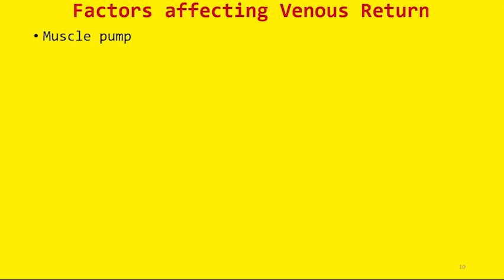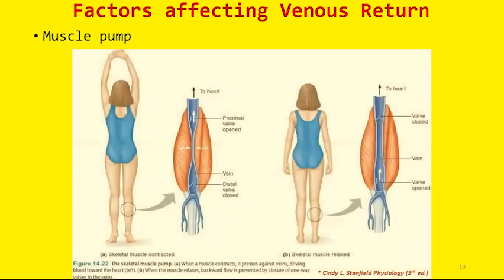The other factor affecting venous return is the muscle pump. And we are referring to which muscle? The lower limb muscle, the soleus, the gastrocnemius muscle. The soleus muscle, mind you, is also known as the peripheral heart of the body, or the second heart of the body. Why we call it as the second heart? Because it pumps blood from the peripheral area into the right atrium.